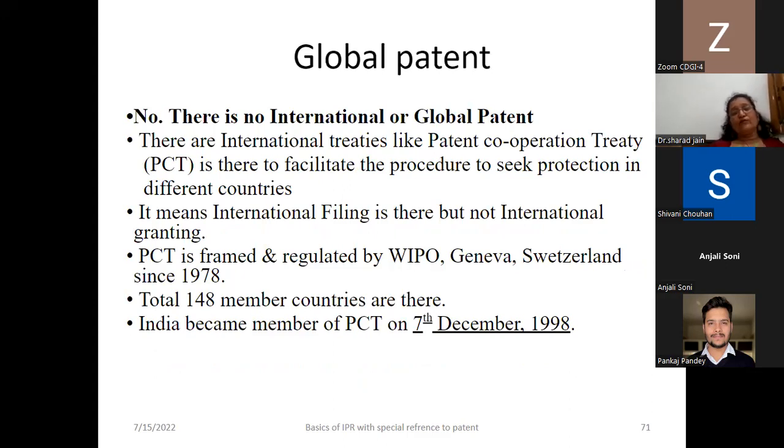There is no global patent; different countries give different patents. You see a US patent, a Japanese patent, an Australian patent, an Indian patent, but not a global patent. Through PCT, one has to apply in different countries, and each country evaluates the application and grants the patent for 20 years from the date of the application.